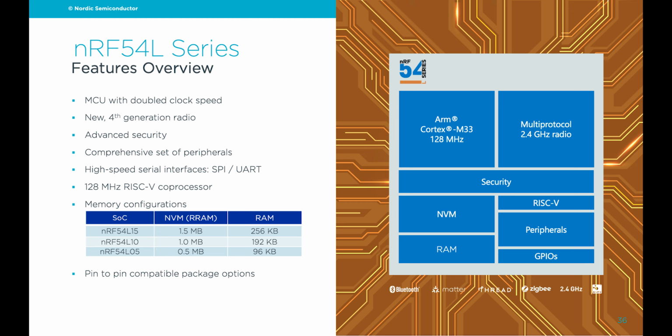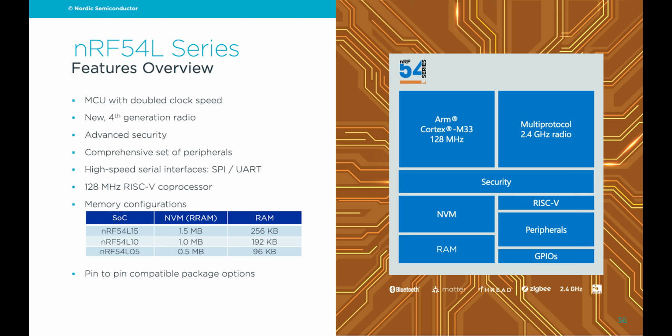And next to this more processing power, we also have the 4th generation Nordic radio in here, which is the new Bluetooth radio that's more efficient than the old one. And we also offer advanced security. By the way, radio, there's obviously also a Thread radio in here that can also be used for Zigbee, for example. It has a comprehensive set of peripherals.